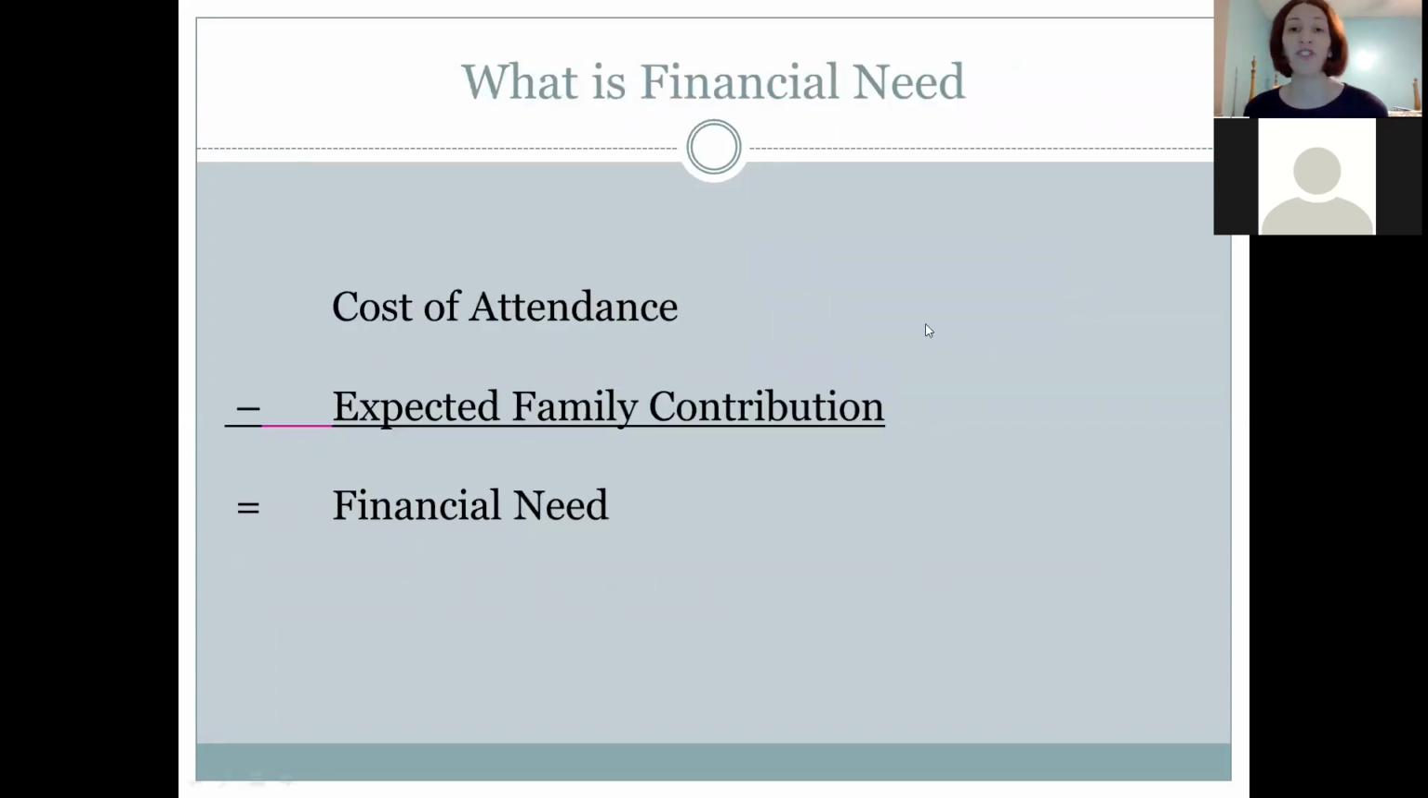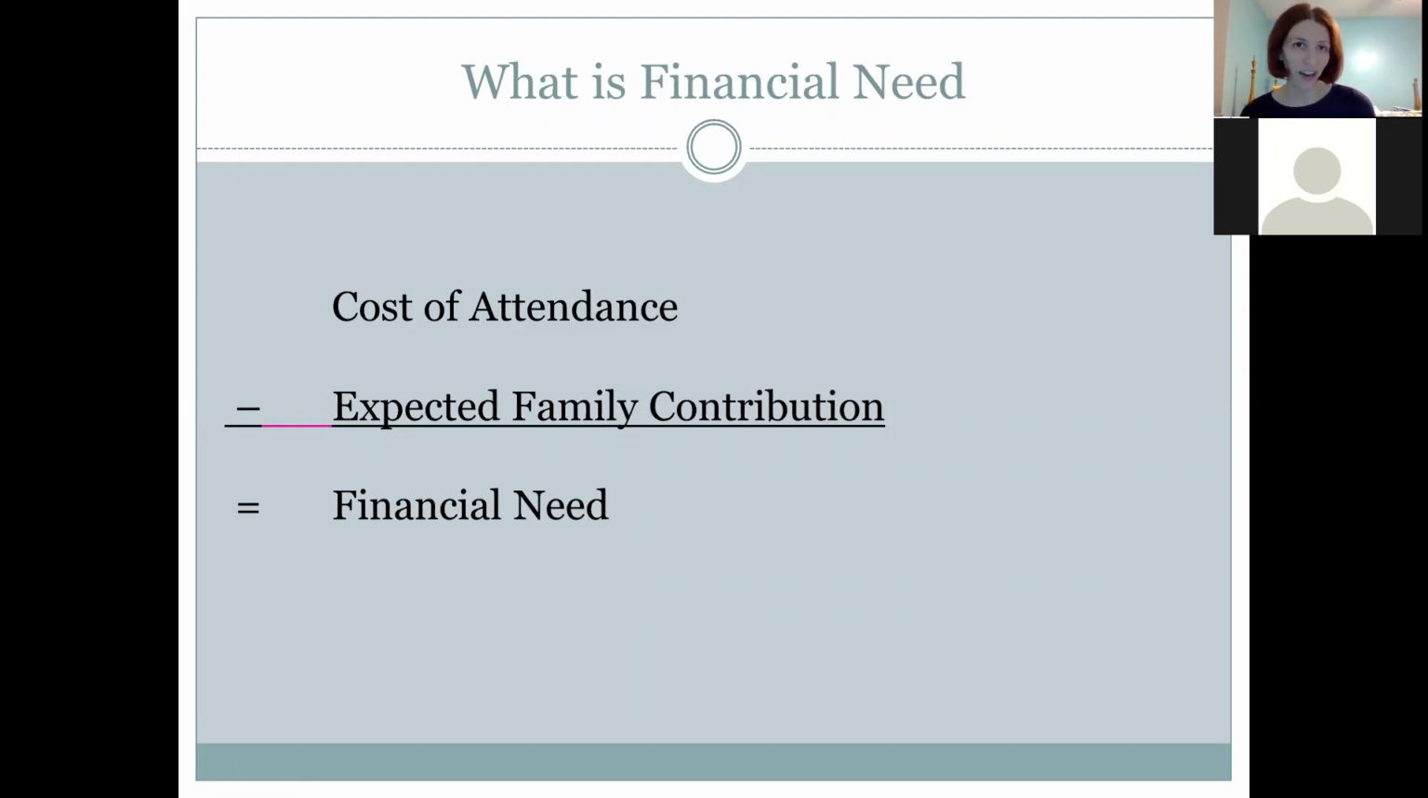Another thing you're going to hear a lot is financial need. And okay, how does financial need get determined? What is that? We take your cost of attendance, which again can vary from student to student, can vary from school to school. We take away your EFC, your expected family contribution, from the FAFSA, and that remaining amount is your financial need. And that means schools can package students with financial need-based awards up to that amount.